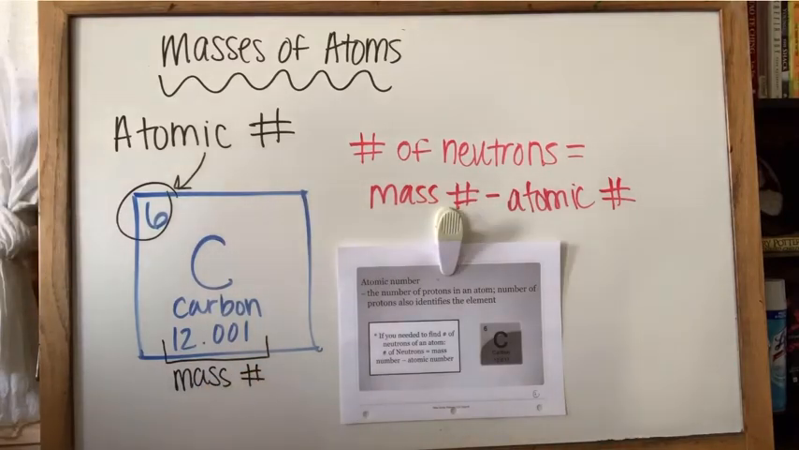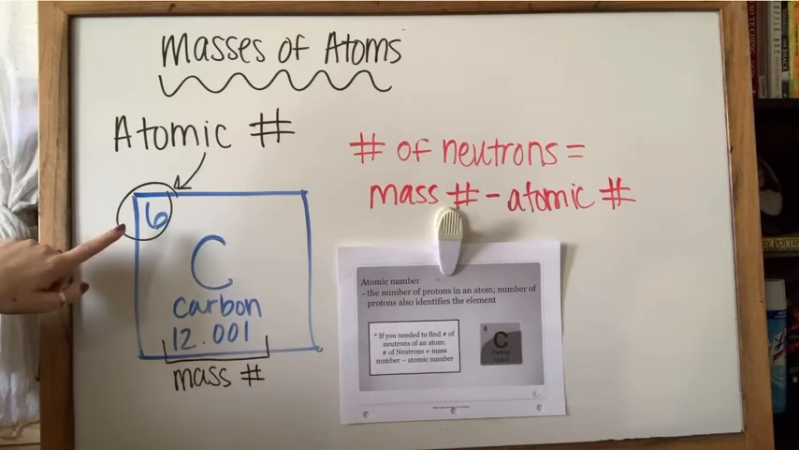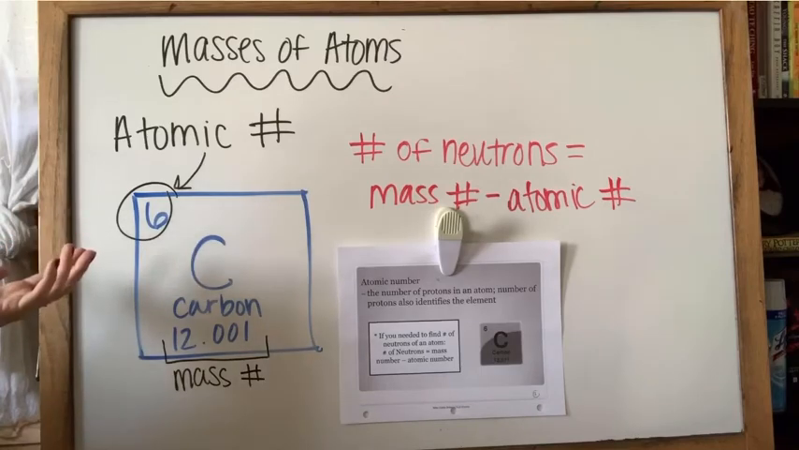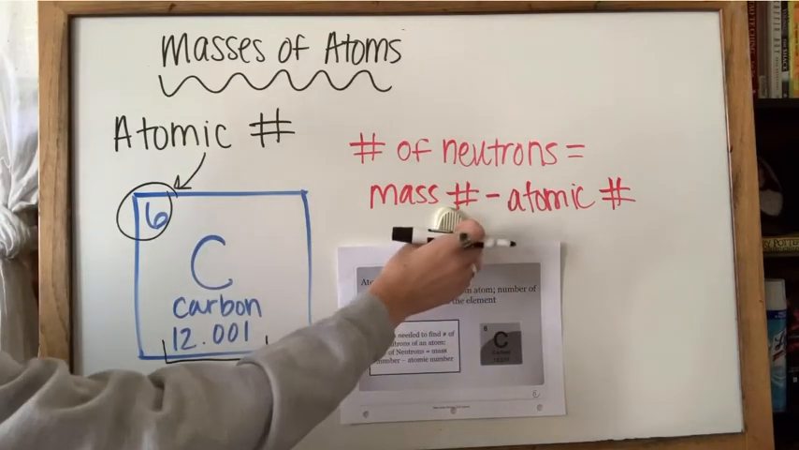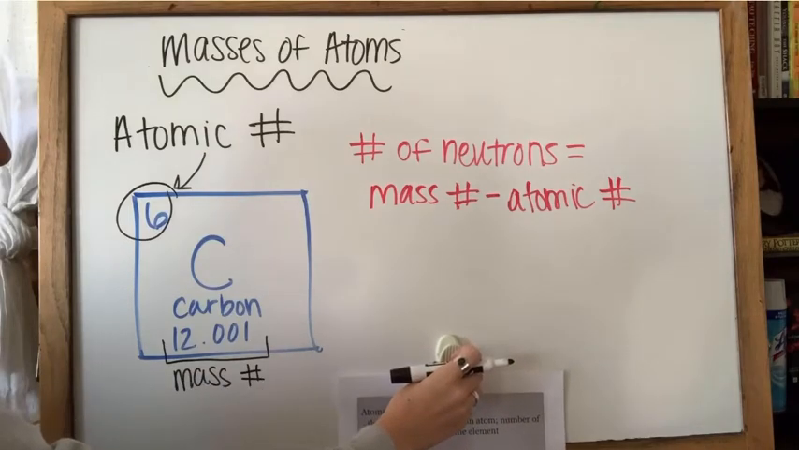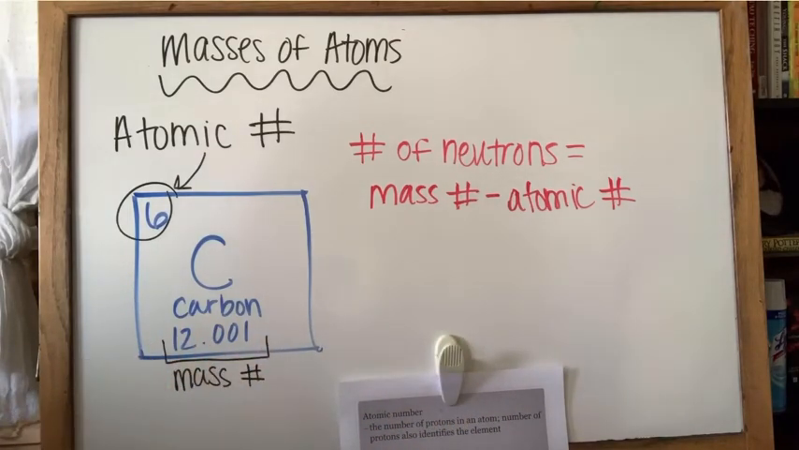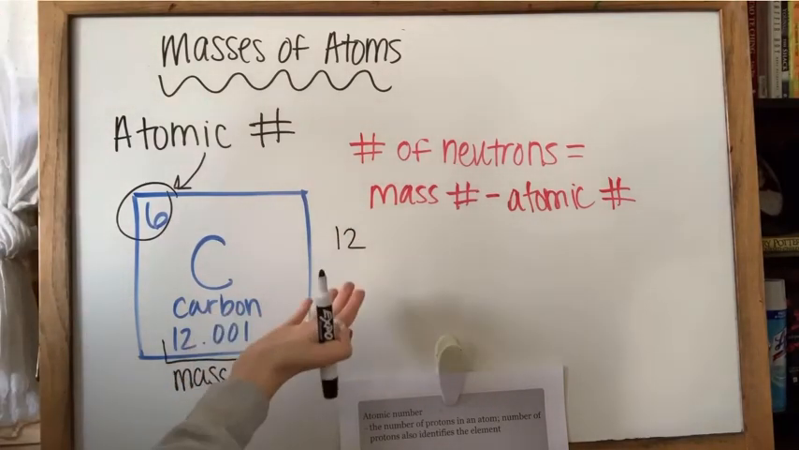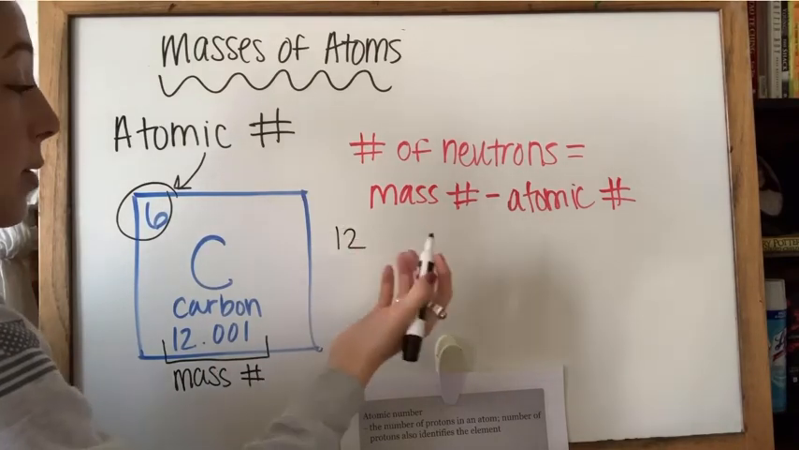So this is going to be very important when we are looking at finding the number of neutrons within the nucleus. We know that carbon obviously has 6 protons in the nucleus because your atomic number is the number of protons in your atom. So if we wanted to find our number of neutrons within the carbon element, what we would have to do is take our mass number and subtract our atomic number. So our mass number for carbon is 12.001, but we'll go ahead and just round it down to 12.